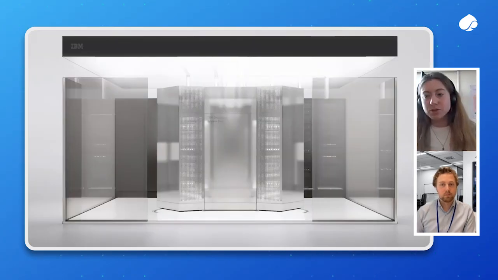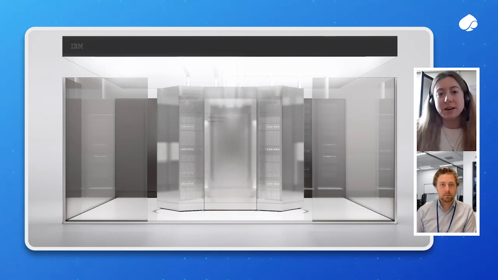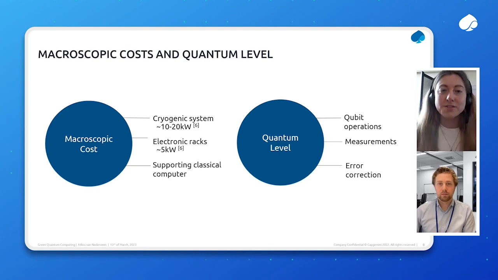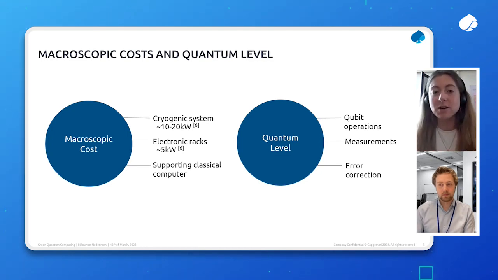So just to give you a little bit of an insight, this is what IBM envisions as their quantum system 2. This whole thing would be about the size of your room, and then this is surrounding electronics, and then somewhere in here would be the quantum computing cooling system, and then somewhere in there the very small chip that's actually the quantum computer. So if we now look at the energy cost, we would say that we have the cryogenic system, the electronic racks, and the supporting classical computer power that's required to drive the system.